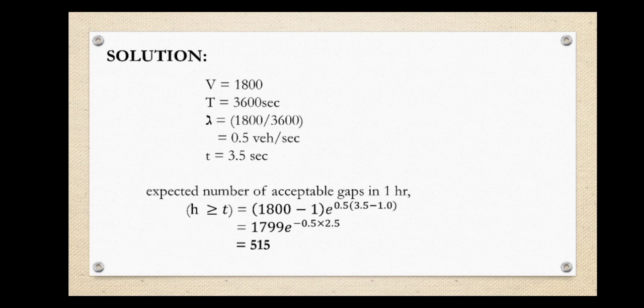So to calculate the expected number of acceptable gaps in 1 hour, we have h greater than or equal to T is equal to 1,800 minus 1 times e to the power of negative 0.5 times (3.5 minus 1.0), which is equal to 1,799 times e to the power of negative 0.5 times 2.5. So we have 515 expected number of acceptable gaps in 1 hour.